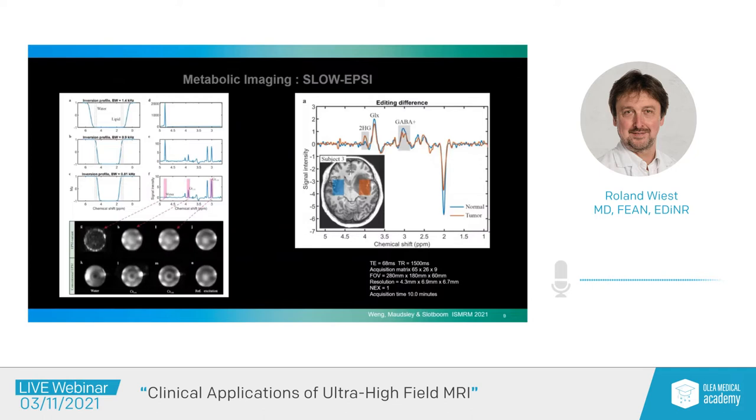And something that you can see here on the left: if you narrow down the bandwidth, then you can eliminate the signal from the water, but also from the fat tissue. And this ends up in a better signal for the edited spectroscopic marker. You can see that on the right here: GABA, which is at 3.05 ppm, glutamate at 3.75, and also 2-hydroxyglutarate at 4.05, the latter being a very important marker also for the genetic classification of gliomas.